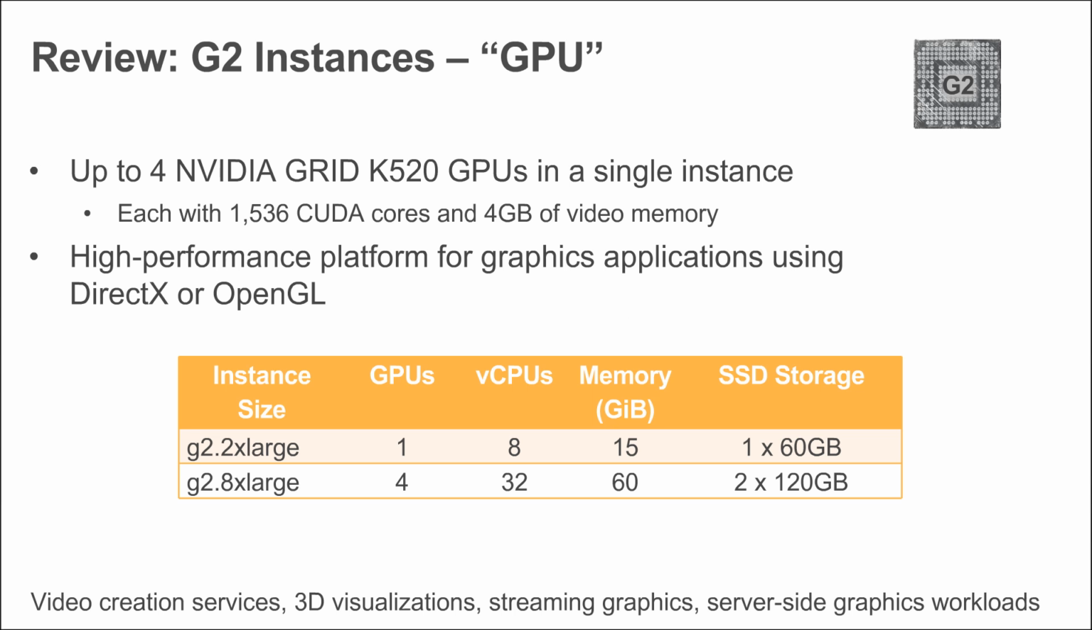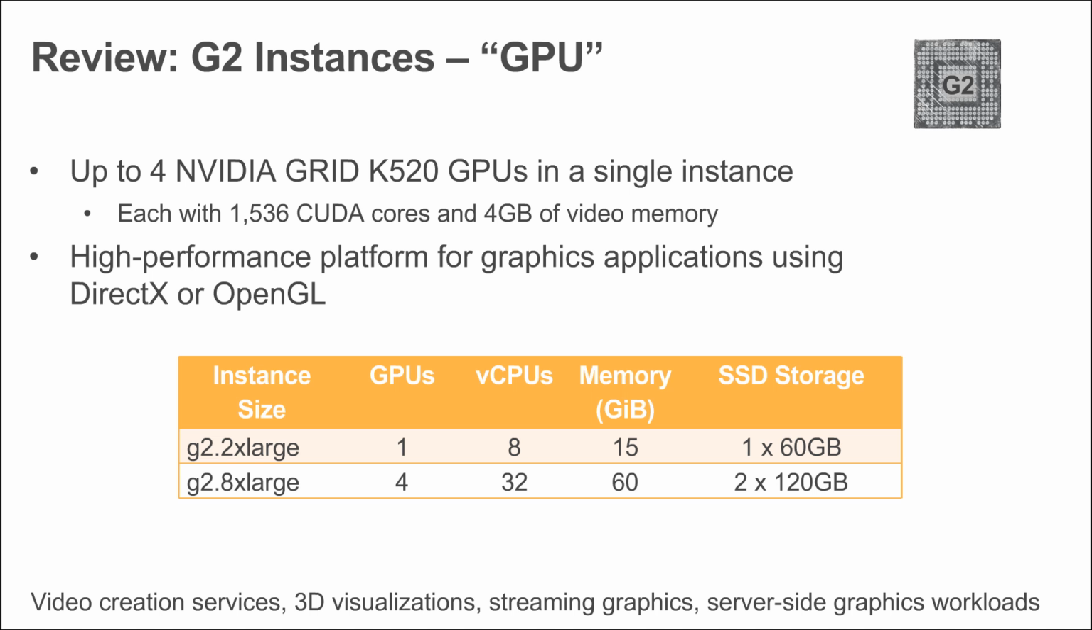And lastly, I want to talk about accelerated instances. These are instances that have additional hardware that can perform processing functions in addition to the onboard CPU. The first one of these instances is our G2 family of instances. Now, the G in G2 stands for graphics, or GPU. And the GPU that's available in the G2 instance is the NVIDIA Grid K520.